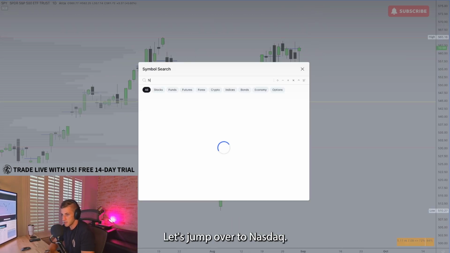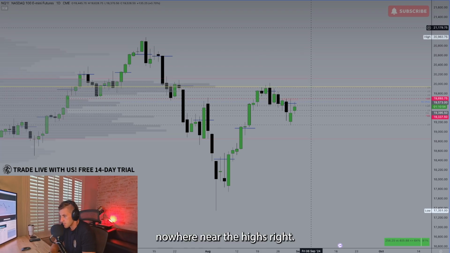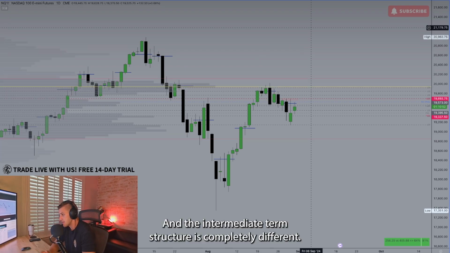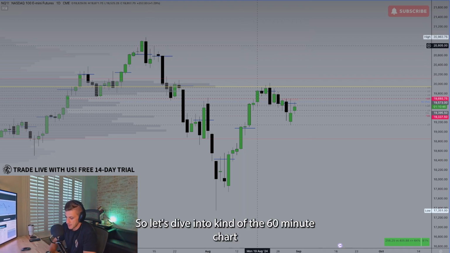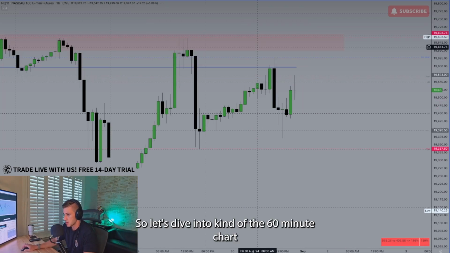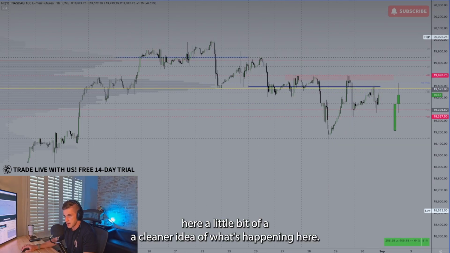Let's jump over to NASDAQ. There's a totally different picture. Nowhere near the highs, right? And the intermediate term structure is completely different. Not really a range. So let's dive into kind of the 60-minute chart. Get a little bit of a cleaner idea of what's happening here.